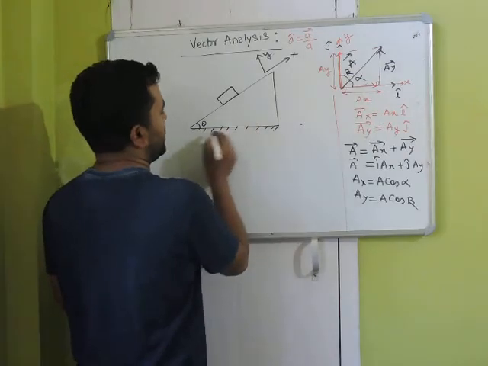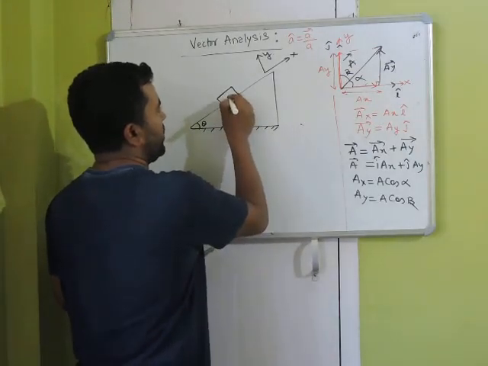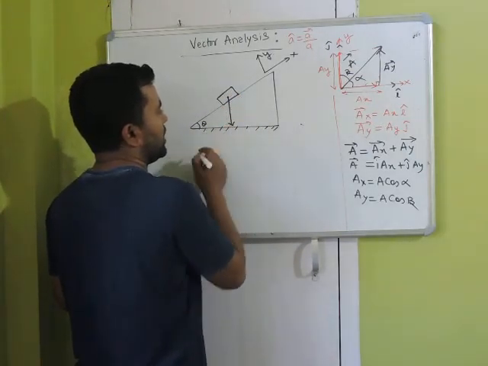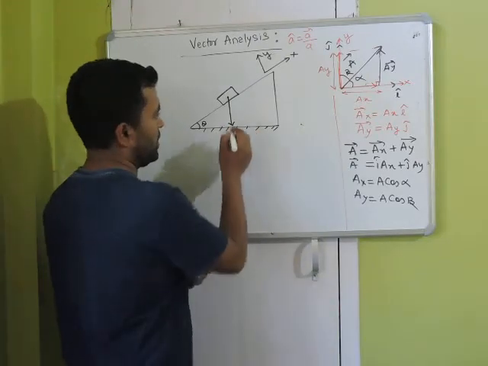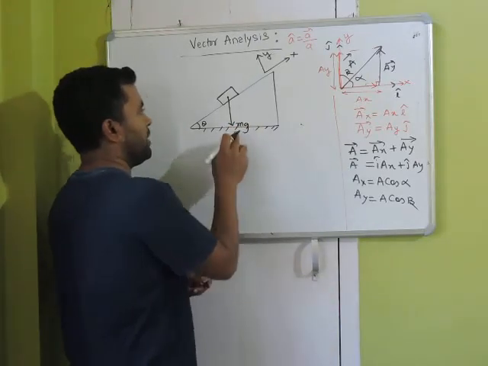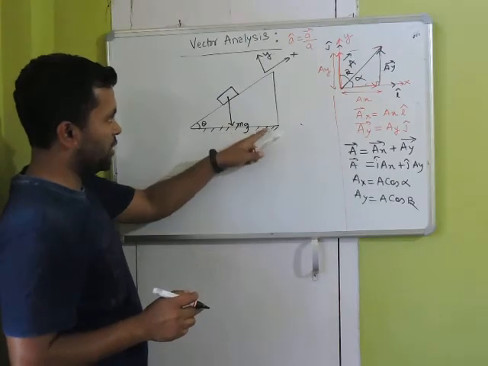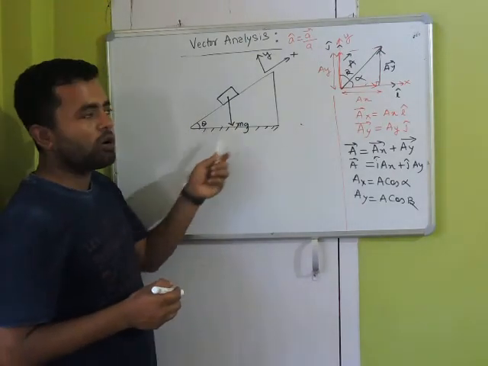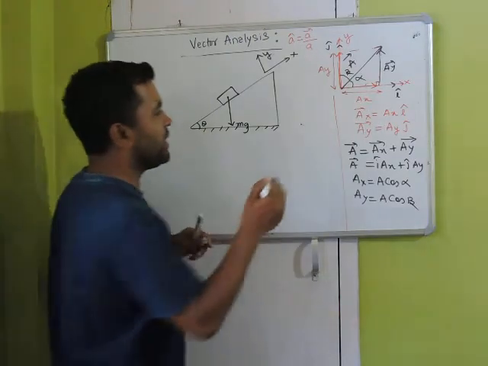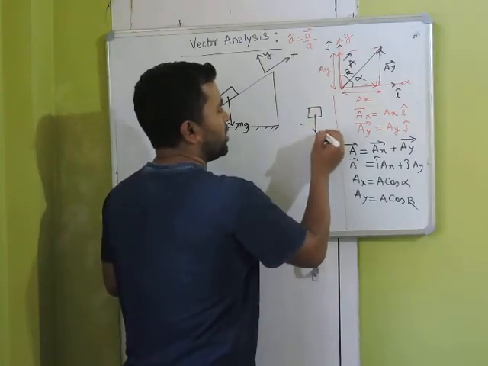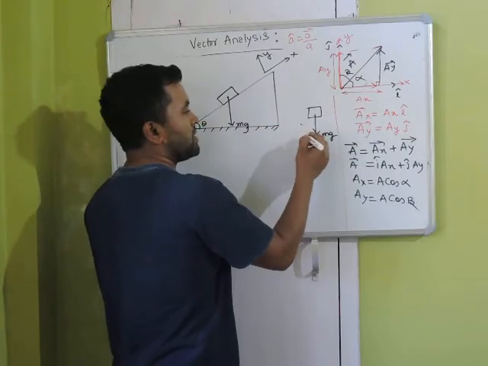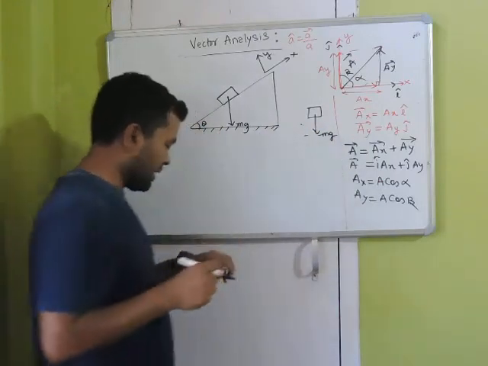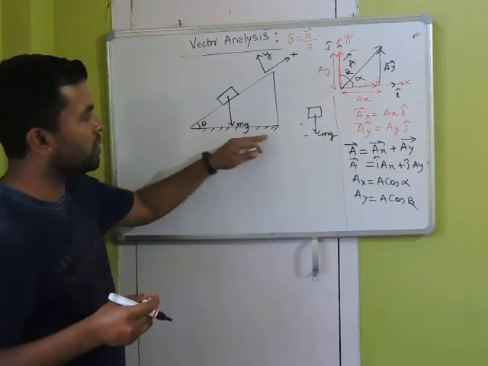Now we all know, if this is the earth, weight acts perpendicular to the earth. So this is your mg, mass into gravity, and it acts perpendicular to the earth. Weight in general, you all know, acts downward. It is mg, perpendicular to the earth, so this is also mg perpendicular to the earth.